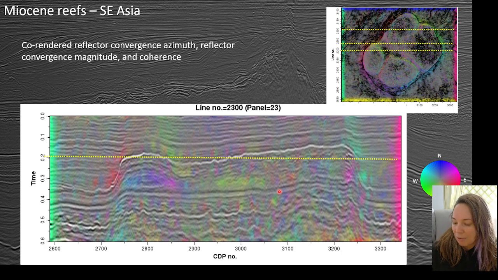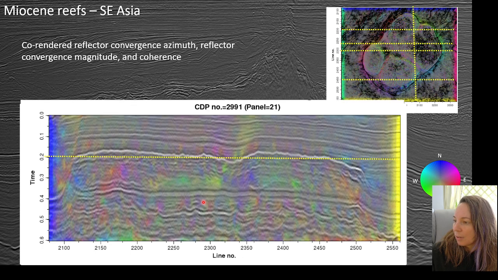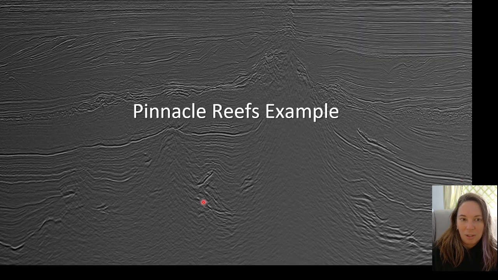And then moving down a line a little bit, we can again use the reflector convergence and the reflector magnitude to pick out more of the internal structure. And then down towards the base of it, and then doing a cross line. So you can see how combining all of these together really gives you a good evaluation, a good interpretation of many of the aspects of this reef, how much it varies, and the different structures within it.